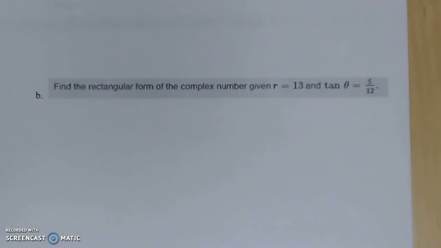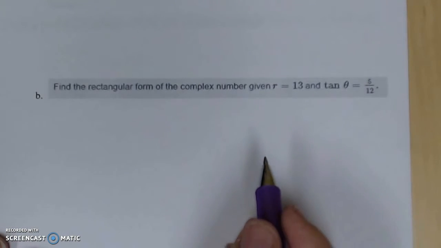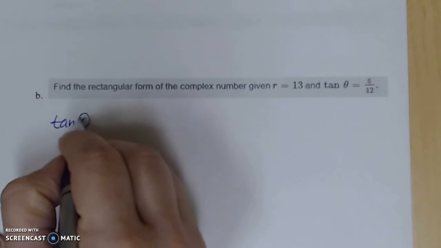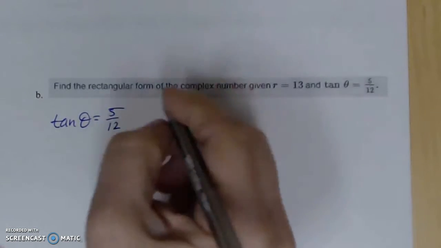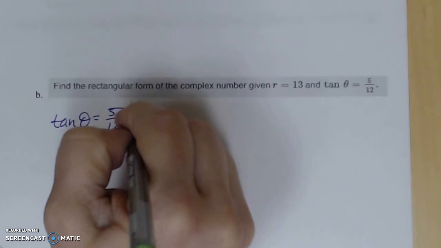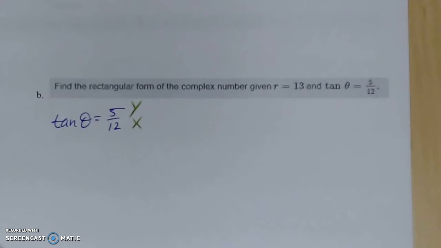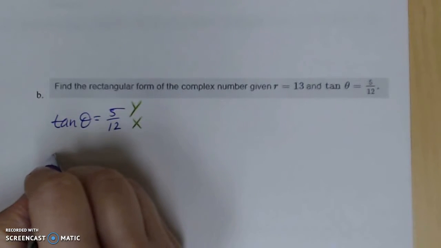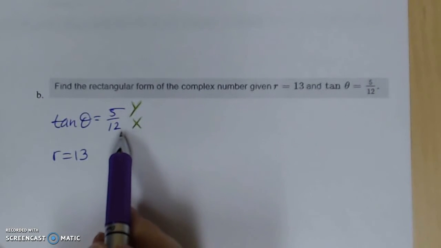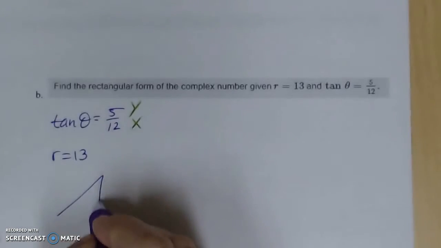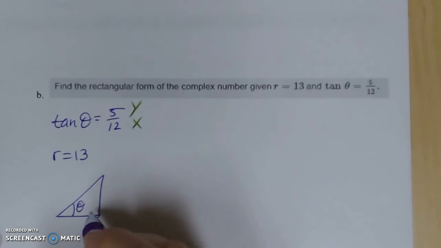Find the rectangular form of the complex number given that r is equal to 13 and tangent theta is equal to 5 over 12. So let's consider what we know about this information. Tangent theta is equal to 5 over 12. So this tells me that this is my y and this is my x. Then from there, I can figure out my r. So remember, r is equal to 13. You can see that squaring the 5, squaring the 12 helped me to get that. And so here's an example of maybe the triangle that exists with this one.